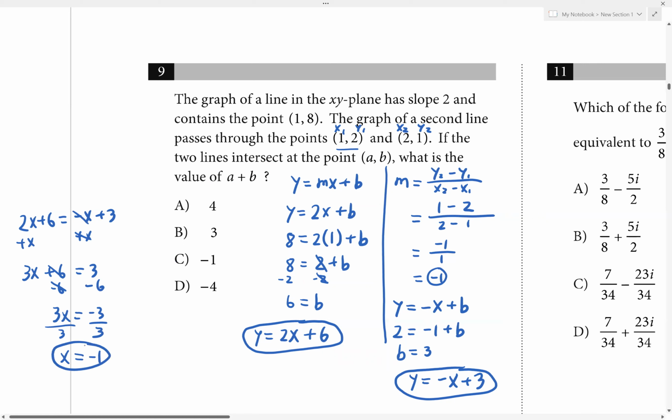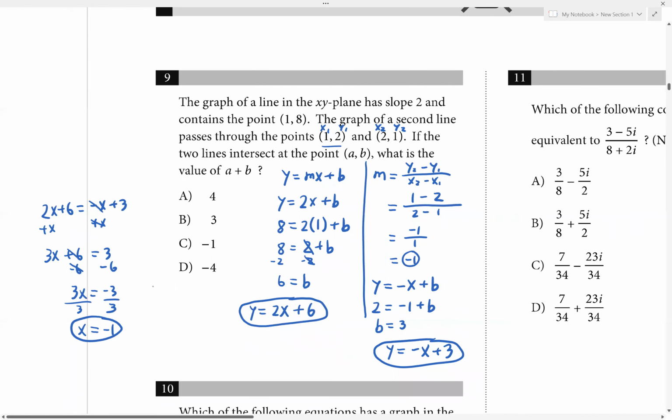Okay, so that's the x value. But we still have to solve for the y value. So that's like a and b, and then we add them together. You can plug into either equation. So x is negative 1, so let's just plug into this one. We get 2 times negative 1 plus 6. Negative 2 plus 6 is 4. Okay, so y is 4.